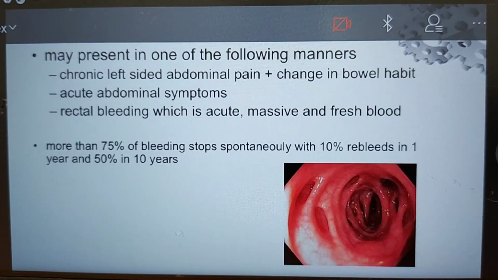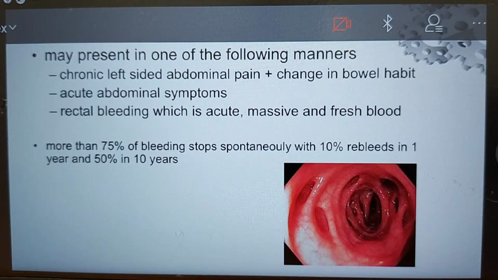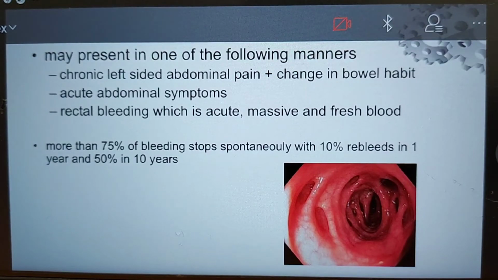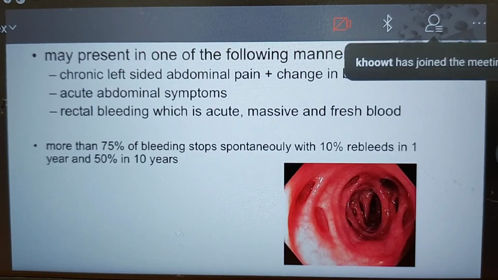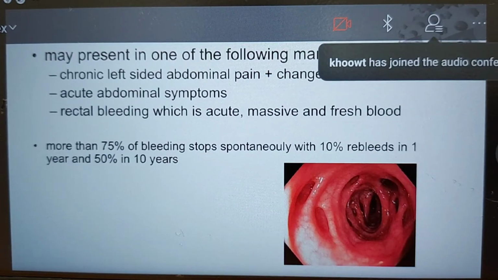Okay, so this picture here shows how diverticular disease appears in the colonoscopy. Patient may present in one of the following manners. As I mentioned just now, it is mostly located over the sigmoid and descending colon, so the patient will present with chronic left-sided abdominal pain and a change in bowel habit. And if there is perforation over the diverticular disease, the patient may present with acute abdominal symptoms of peritonitis. The patient may also present with rectal bleeding, which is acute, massive, and has fresh blood.